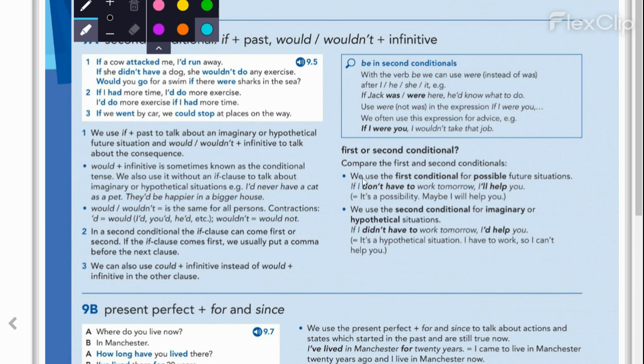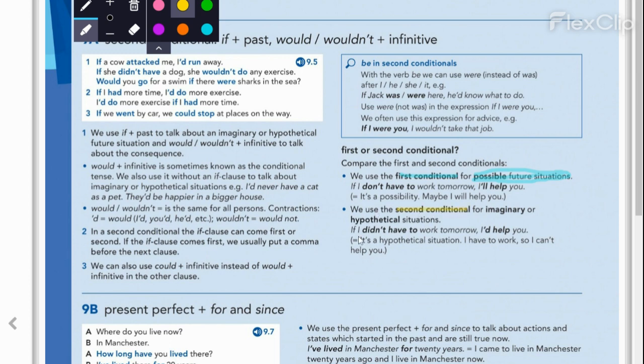Look at this one. It says, if I don't have to work tomorrow, I will help you. So this is the first conditional, okay? And remember that we use the first conditional for possible future situations, okay? They are possible and they are about the future. Now we are going to see the second conditional.